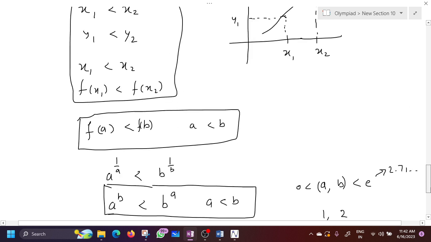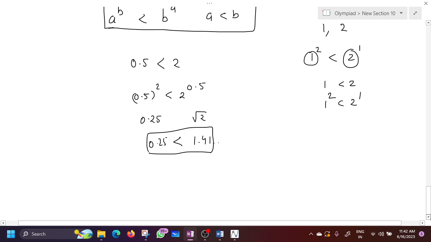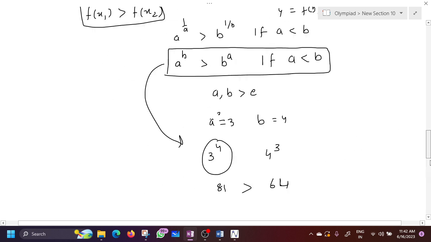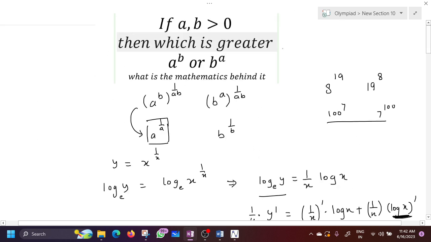So we have established our results for these type of problems, and now just by looking at the problem you can tell which is greater. Here a and b are both greater than e, so you can easily say this quantity will be greater than this quantity, and here also you can say that this quantity is greater than this quantity. This is greater, this is greater, simply.